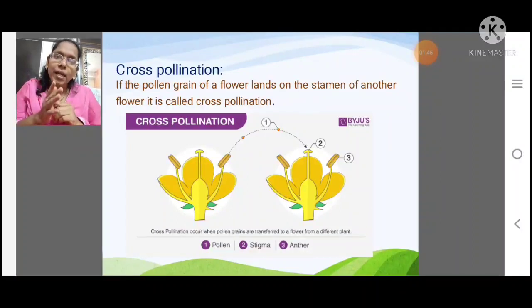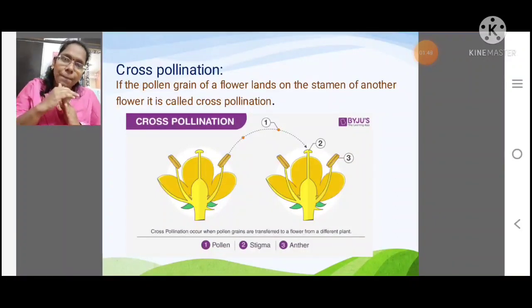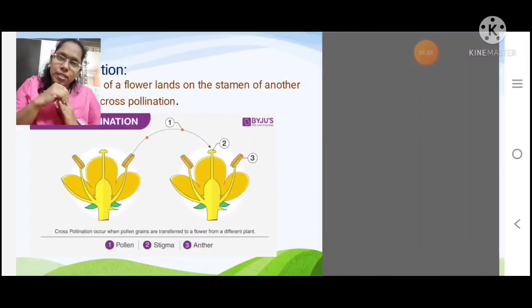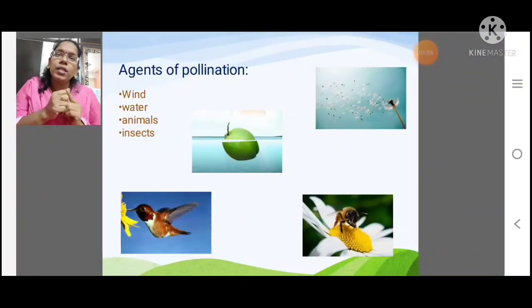Cross-pollination. If the pollen grain of a flower lands on the stamen of another flower, it is called cross-pollination. Agents of pollination: wind, water, animals, insects.